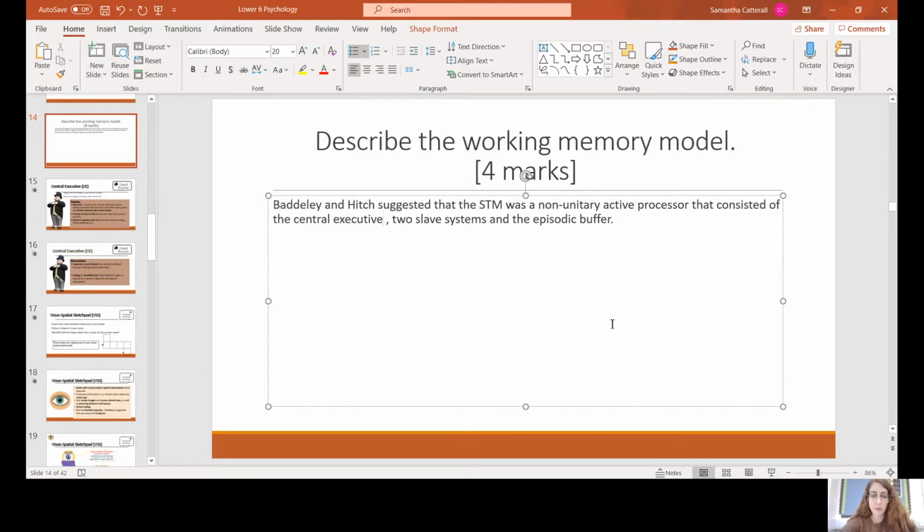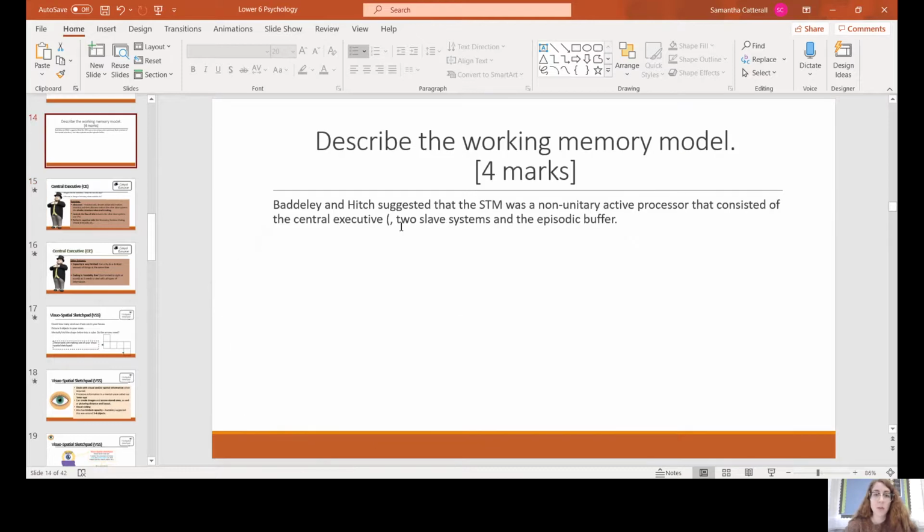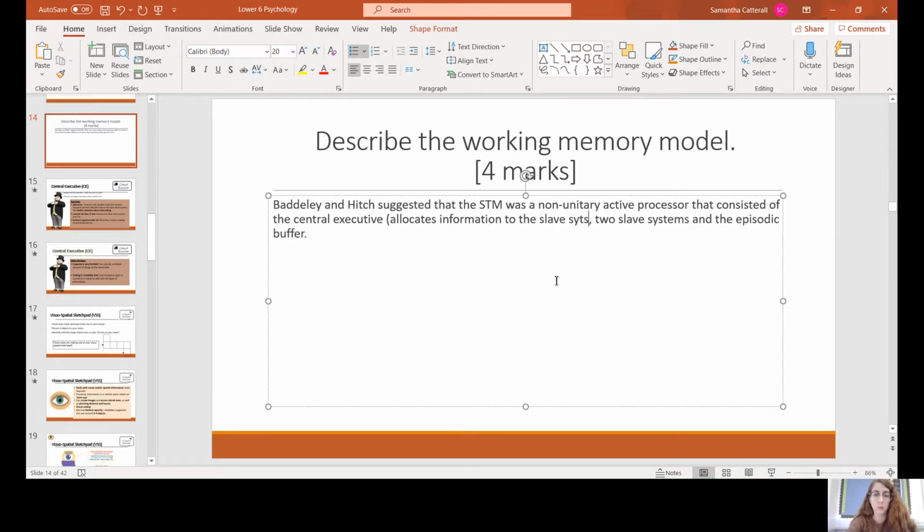What I might do is put in brackets what they are, just to keep it really short, otherwise this can get really long. So essentially this is what the central executive is doing. It's kind of like allocating, dividing attention, controlling the flow of information, performing cognitive tasks. So you kind of need to summarize that. So the central executive allocates information to the slave systems. It is responsible for reasoning.